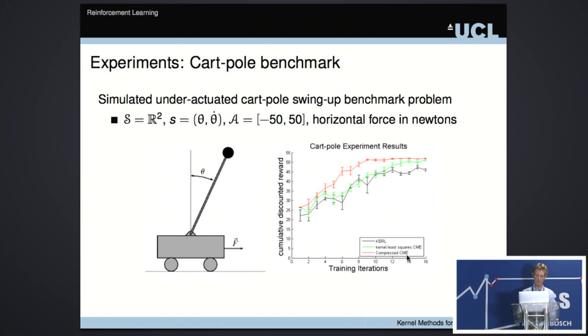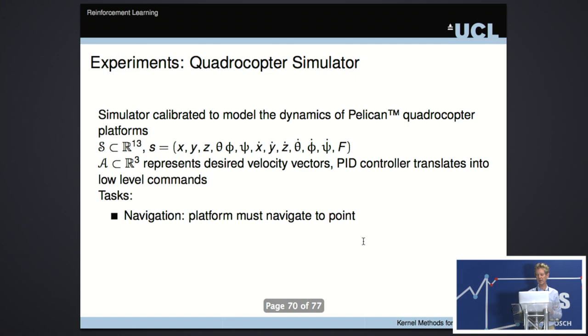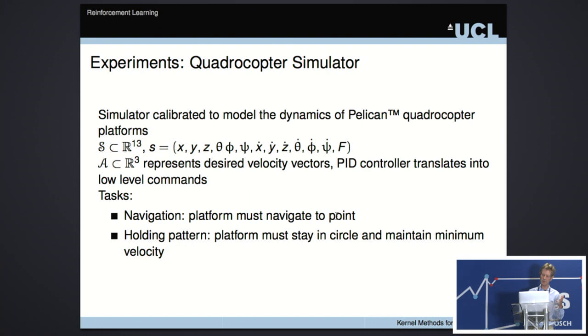So that's one example. The second was a slightly more complicated one, which was a quadricopter simulator, which had a task which was to either navigate the platform to a certain point, or a holding pattern in which there were several quadricopters that had to hold a position in a circle and maintain a minimum velocity. The state space was now 13-dimensional, and the action space was 3-dimensional, so there's quite a lot of freedom here, though this was not actually flying the helicopter, it was just deciding the direction of travel of the helicopter.